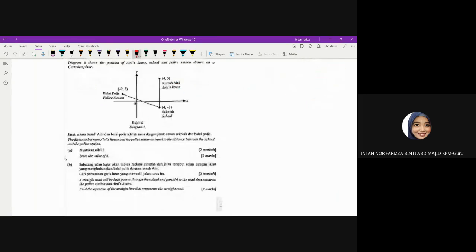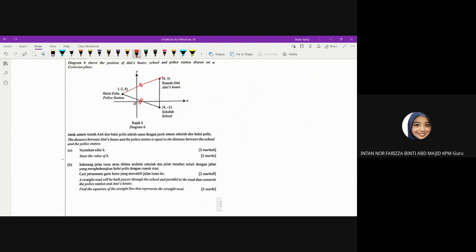Now let's look at Selangor set 2. For Selangor set 2, we have 3 locations here, 3 points: the police station, Aini's house, and the school. The distance between Aini's house and the police station is equal to the distance between the school and the police station. So the distance between the police station and school is the same as the distance of Aini's house to the police station.